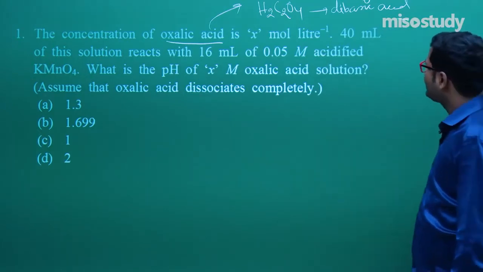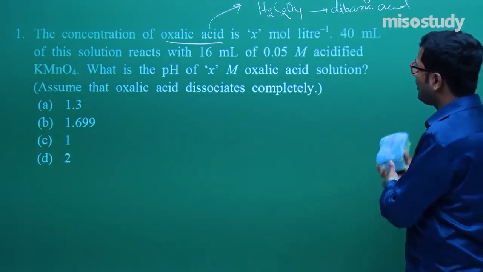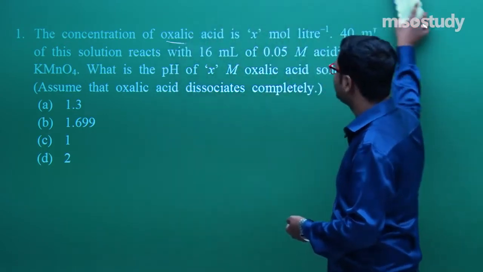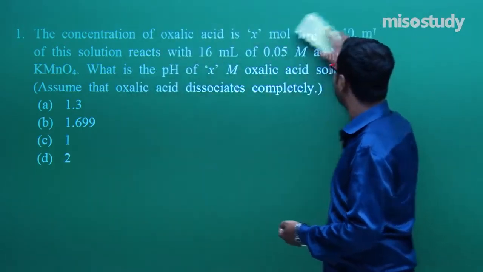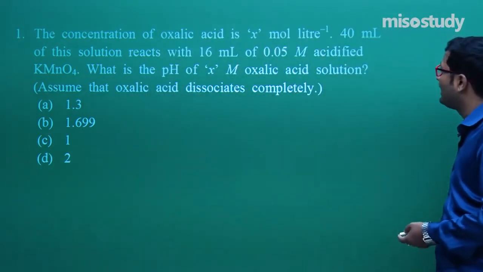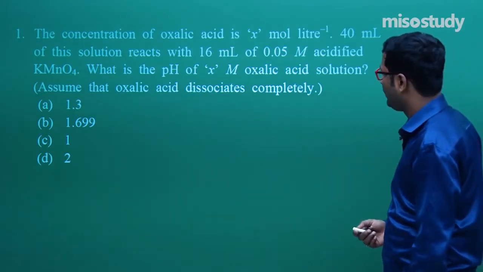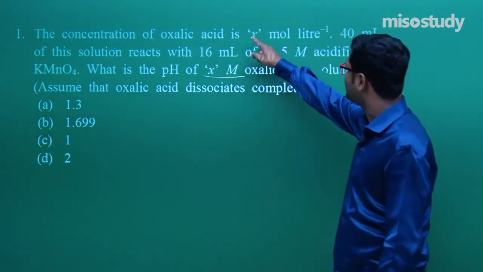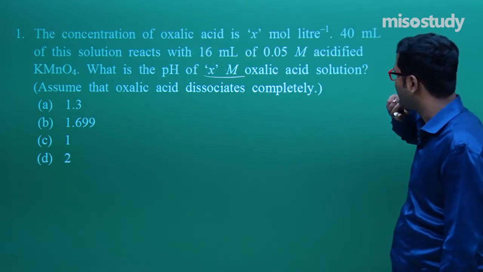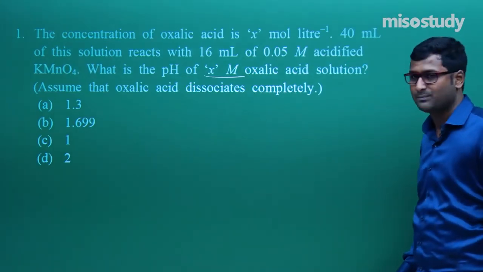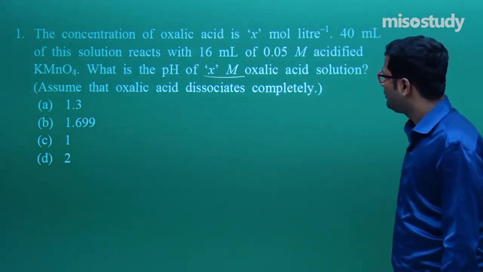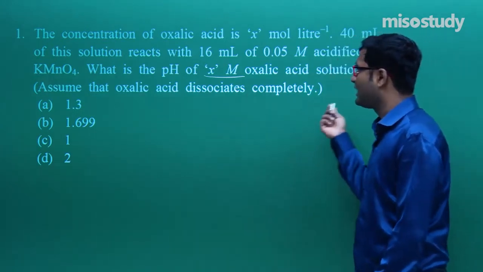Now what is given here? 40 ml of this solution reacts with 16 ml of 0.05 molar acidified KMnO4. What is the pH of x molar? That is, we have to find out the pH value, so we need to find out the H plus concentration. Assume that oxalic acid dissociates completely.